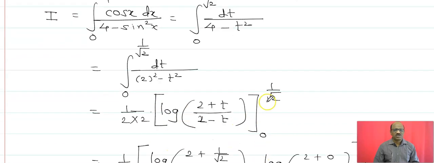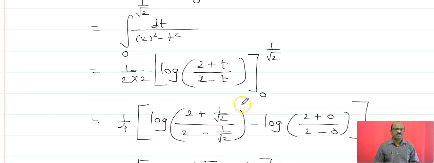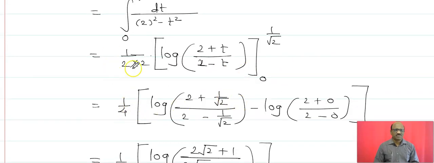Lower limit is 0, upper limit is what? 1 by root 2. And in t we will substitute these values here. That is 1 by 4, 2 into 2 is 4. 1 by 4 log of 2 plus 1 upon root 2 upon 2 minus 1 upon root 2. Lower limit is 0, that is t is replaced by 0. What will you get? Log of 2 upon 2, that is 1. Log of 1 is 0.